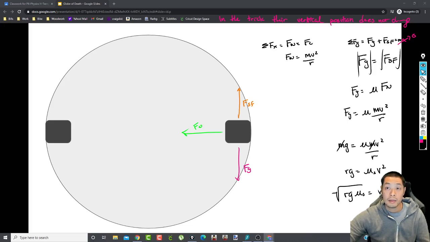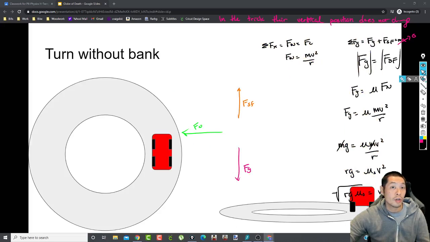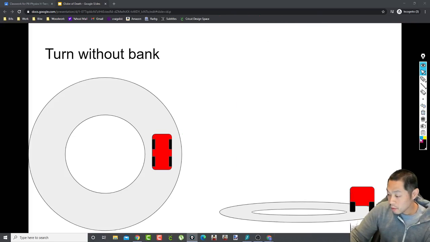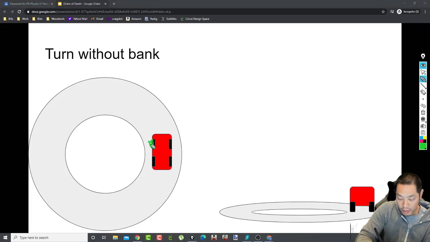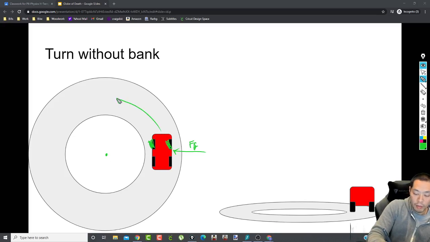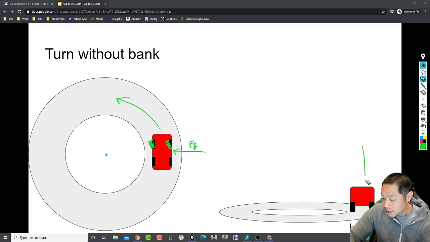All right. So we're going to do a turn without a bank. Normally, when you're driving your car, when you see a turn, you're going to turn your wheels sideways. So instead of straight, they're going to be sideways. And you do that because you're going to create friction. That's going to be towards the middle of the road. Here's the center, and that's going to help you turn. The top view is a little bit easier to see. You have force normal, force of gravity, and then force of static friction.